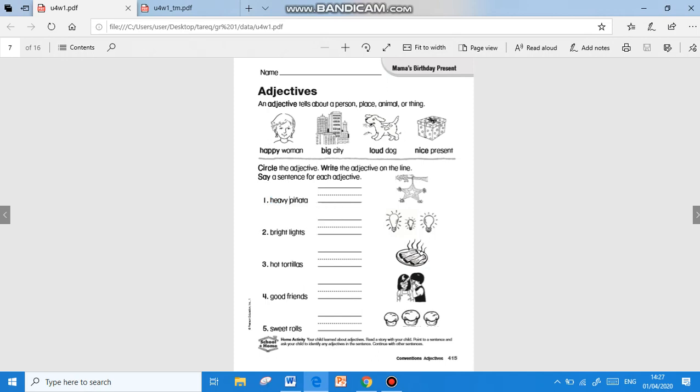And look at the second sentence, bright lights. We're describing the light. We said bright light. Then circle bright. And hot tortillas, hot, excellent. We describe them as hot. And good friends, we are describing these friends, they are good. Then circle good. And sweet rolls, sweet as the adjective.